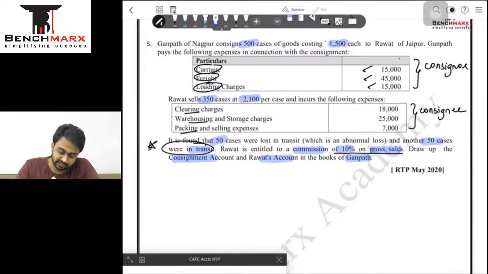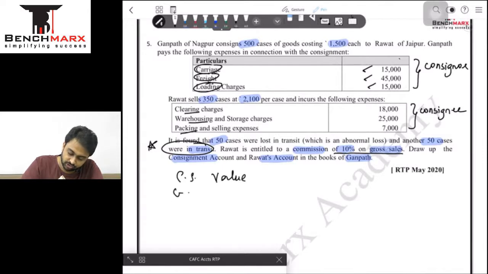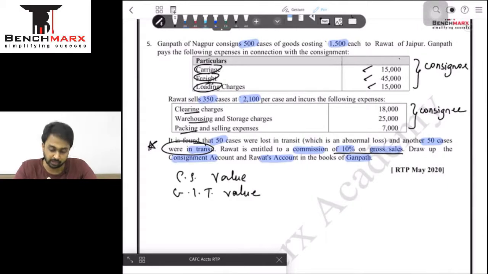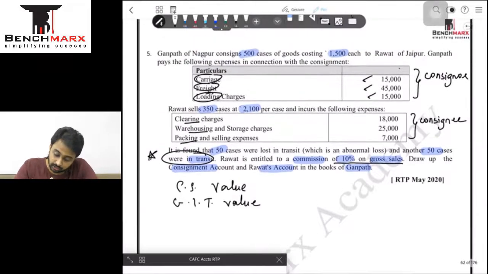Now only two things are left: valuation of closing stock. So closing stock value and goods in transit value. These are the two things which are left to be done, for which we will have to go to the working note. So can I say, there is one more thing left, abnormal loss.